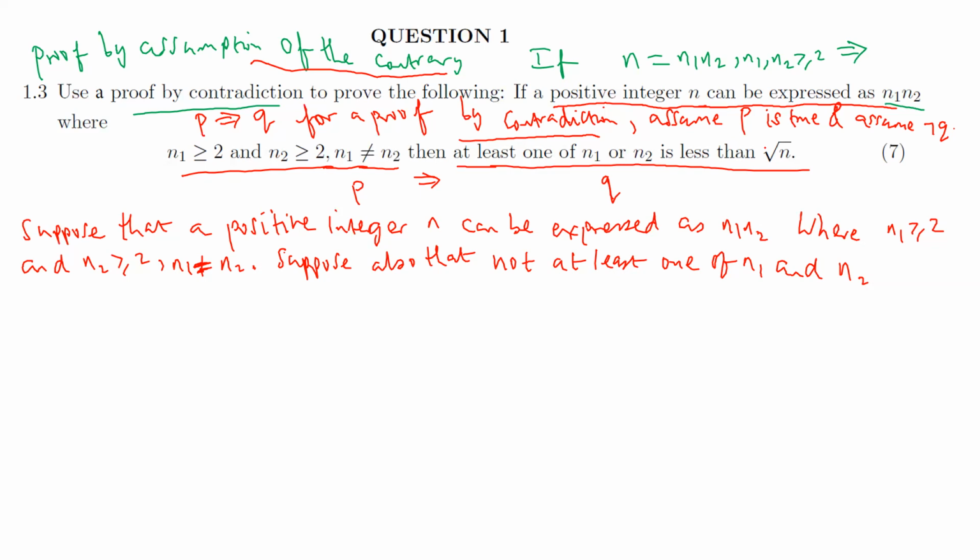So obviously, if you come and say n2 is less than the square root of n, what is the negation of this? Or you come here and say n1 is less than the square root of n, what is the negation of this? We negated that from the very beginning. First question.